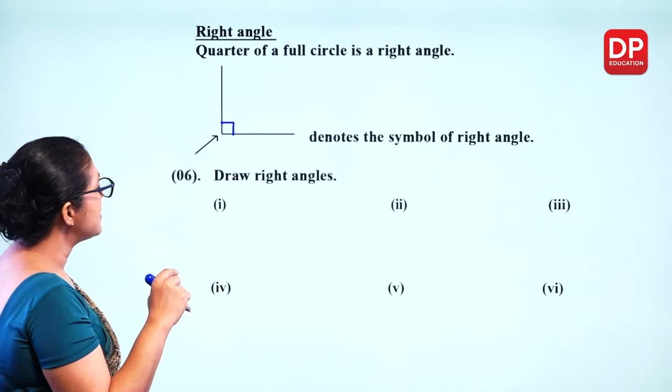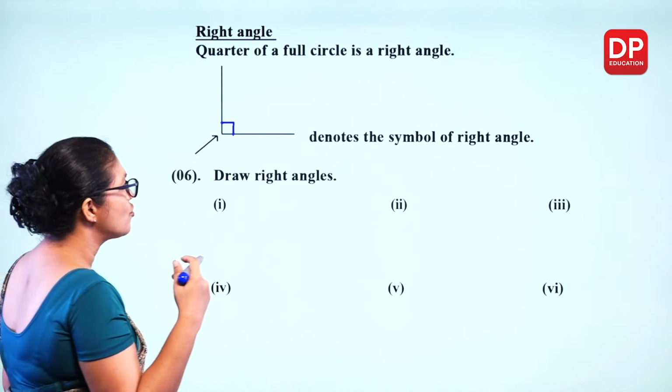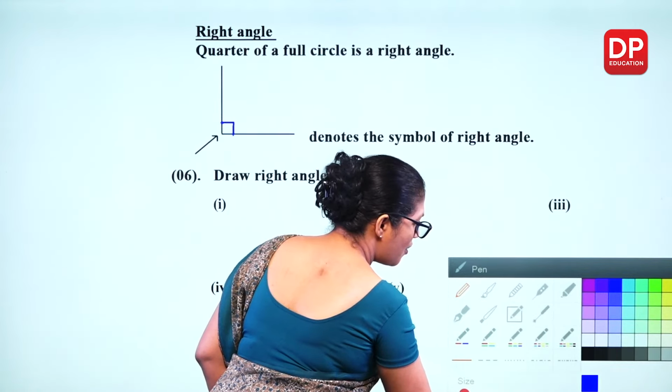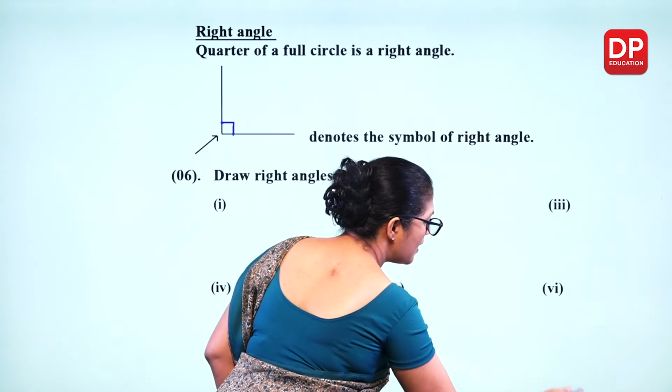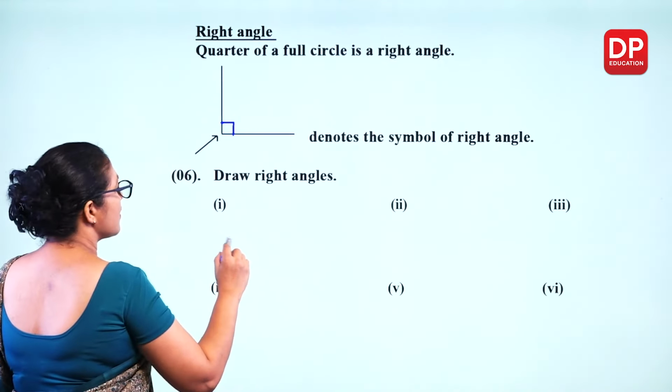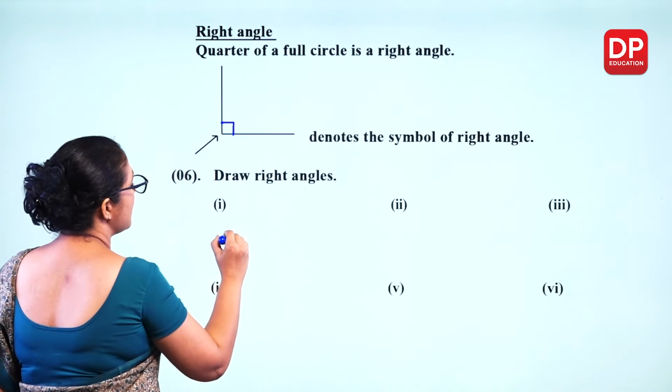Draw right angles. So you can use the ruler to draw the right angles. So I can draw something like this.